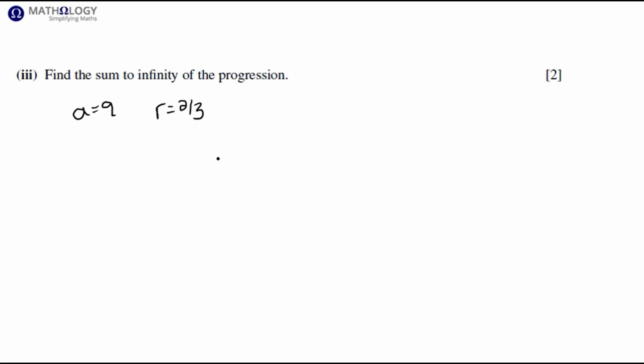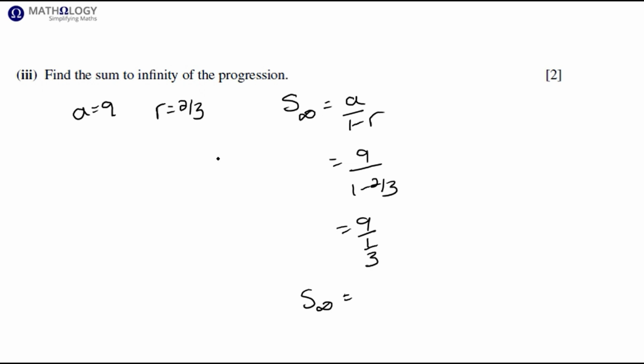Finally, find the sum to infinity of the progression. So the sum to infinity is given as a over 1 minus r, which is 9 over 1 minus 2/3, 9 over a third. The sum to infinity is therefore 9 times 3, which is 27.